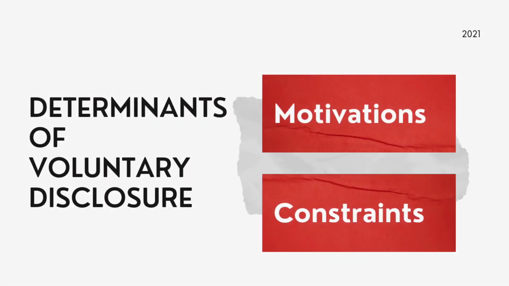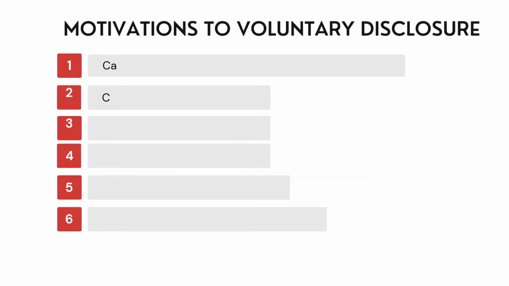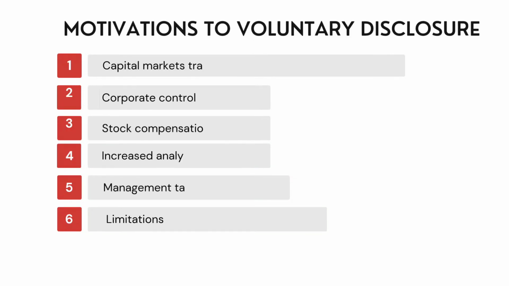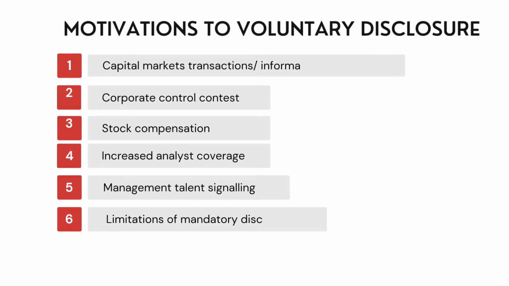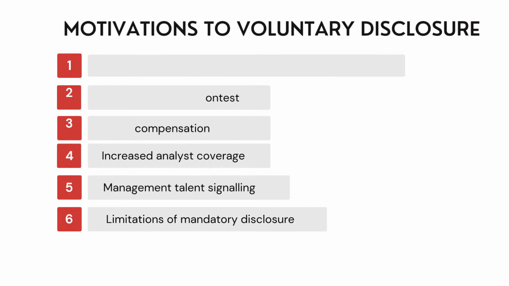There are two types of determinants of voluntary disclosure. First one is motivation and second one is constraints. Motivation to voluntary disclosure includes capital market transaction or information asymmetry, corporate control contest, stock compensation, increased analyst coverage, management talent signaling, and limitation of mandatory disclosure.